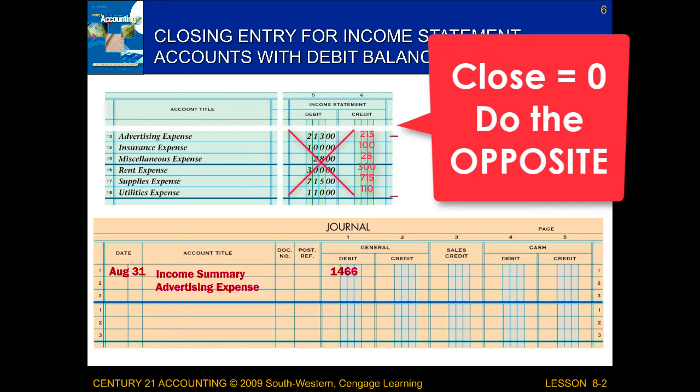So my advertising expense, I'm going to credit 213. Insurance, 100. Miscellaneous, I'm going to credit 28. Rent, 300. Supplies expense, 715. And utilities expense, 110. Again, if I took all of my credits and added them up, that would equal 1,466 in credit, and that credit number would then equal my debit number.